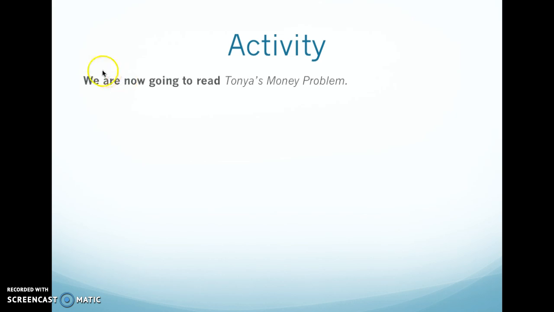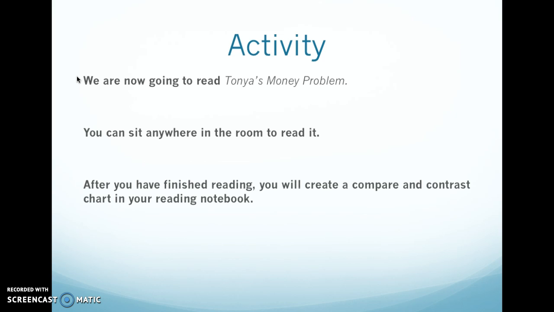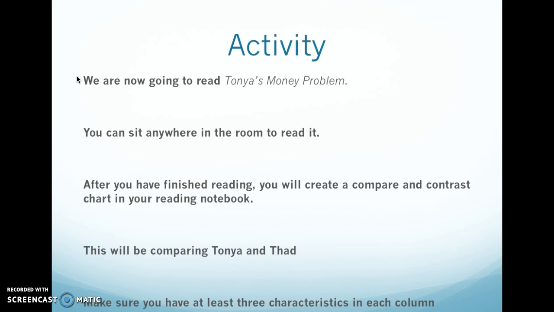So for the activity, I would have the students read Tonia's money problem. They can sit anywhere in the room while they read it. And then after they finish, they'll create a compare and contrast chart in their reading notebook. And then this compares Tonia and Thad, but to make sure that they have at least 3 characteristics in each column. This is the end of my skills lesson plan.